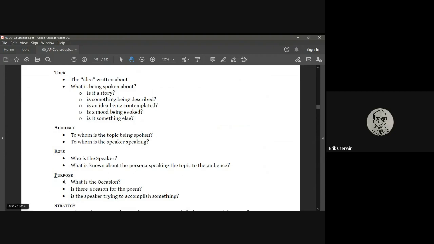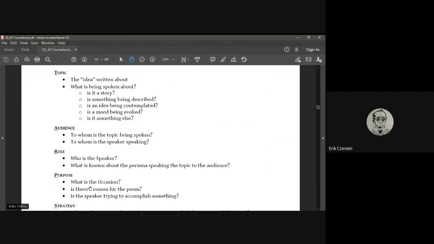The purpose is really just, is there a reason? Is the speaker trying to accomplish something? Answering those kinds of questions. And usually it's pretty obvious. Most of the time it's just to explain something. We'll read a poem later on, John Donne's A Valediction Forbidding Mourning, where the speaker is forbidding his wife to mourn his loss or his absence. Right? He's trying to persuade her, saying you don't need to grieve my absence. And that is the purpose of the poem. Very beautiful poem. I can't wait to get to it.